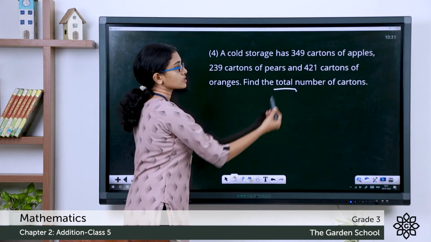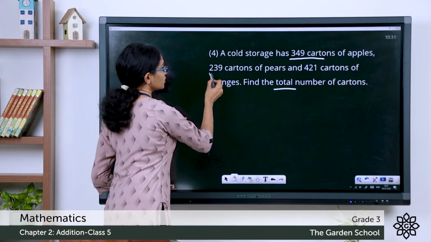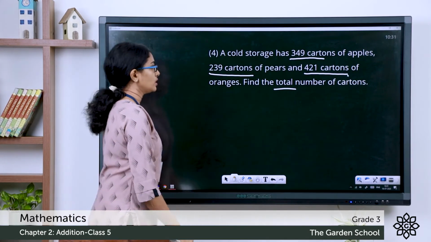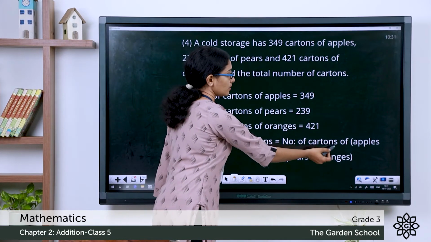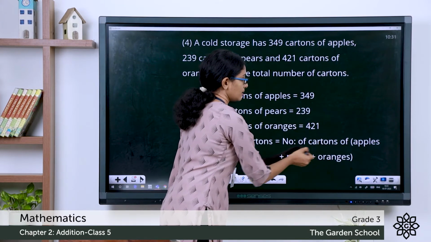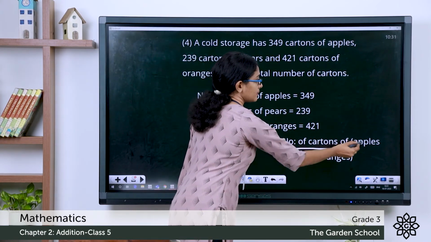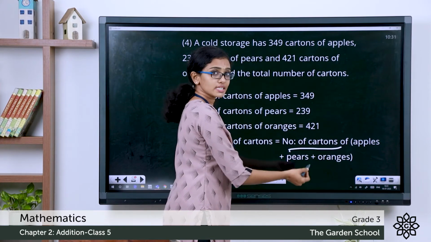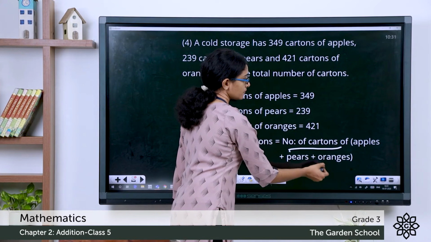So, what is the number of cartons of apples? It is 349. The number of cartons of pears equal to 239 and the number of cartons of oranges equal to 421. So, how do we find the total? Total number of cartons equal to number of cartons of apples plus pears plus oranges. Do you see? I have put a bracket in between and I have written number of cartons here. So, when you put brackets and write something to the left of it, it means this part is applicable to all the items within the brackets. So, when you write like this, it means number of cartons of apples plus number of cartons of pears plus number of cartons of oranges.